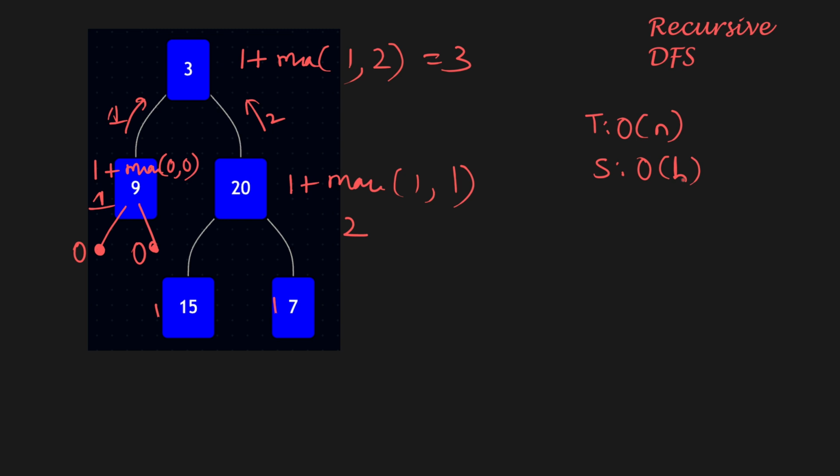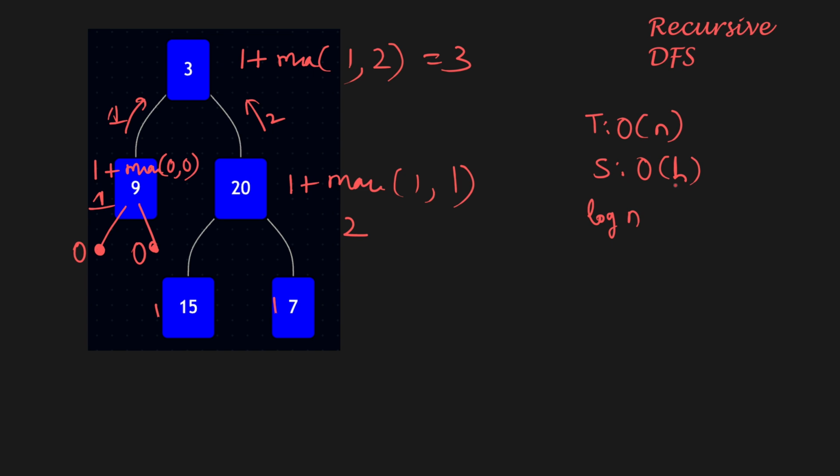And this is because the memory is used by the recursion call stack, which is proportional to the height of the tree. For a balanced tree, the height of the tree is roughly log of n, which is memory efficient. But in the worst case, the tree may become completely unbalanced, where every node has a left or right child, making it look like a linked list.